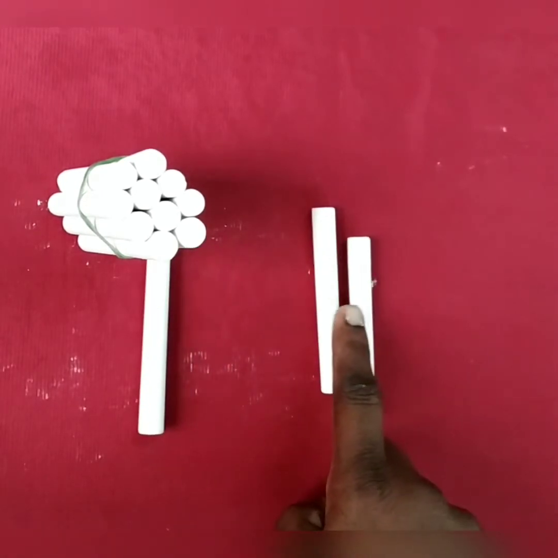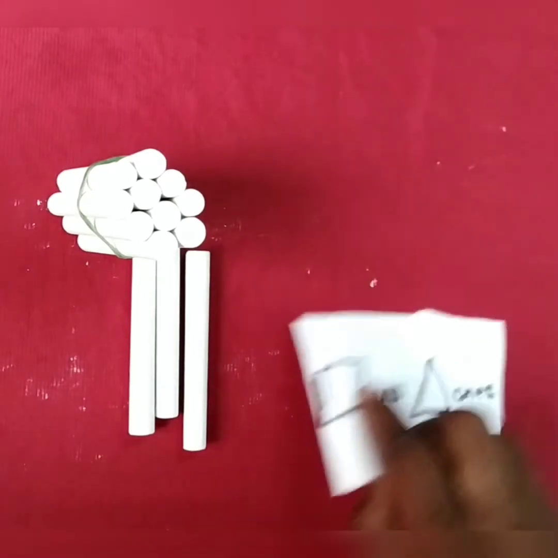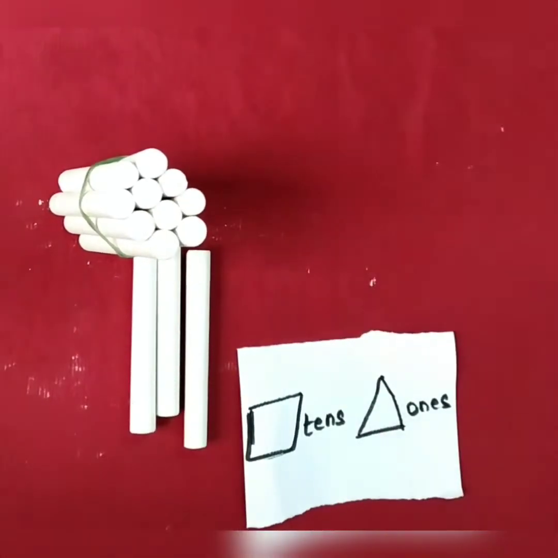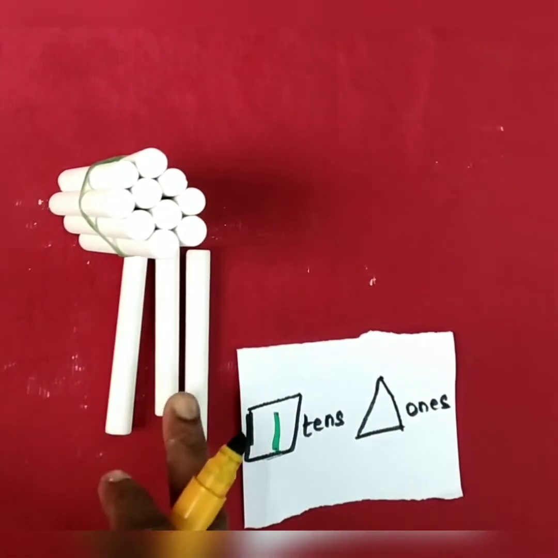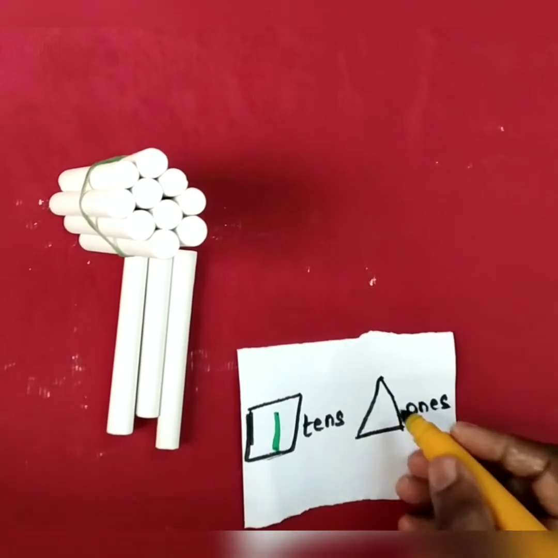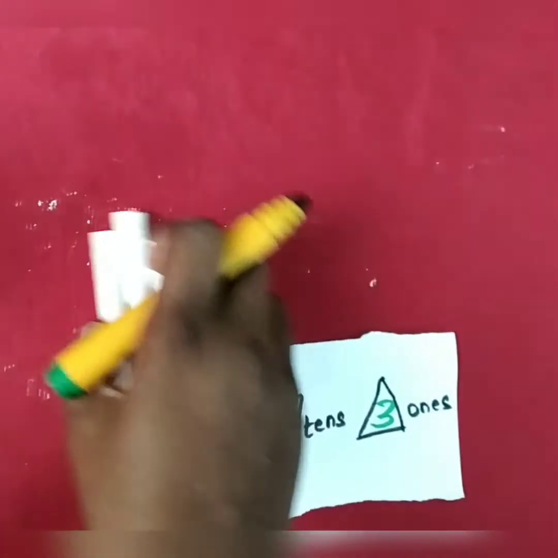Remaining 1, 2, 3. How we should write? How many tens here? Only 1 tens here. And how many ones are there? Count again. 1, 2, 3. Yes, 3 ones. Very good, children.